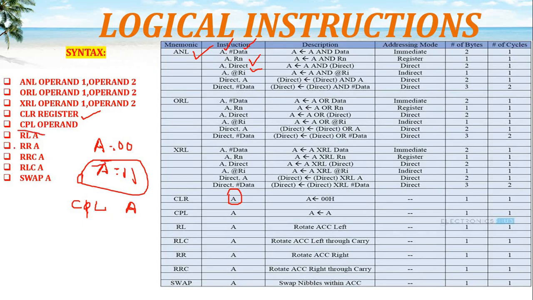Next, these are all the shifting operators. What are the shifting operators? If I want to rotate data to the left or right, I can use these shifting operators. Here we are having 8 bits. Okay, 1, 2, 3, 4, 5.